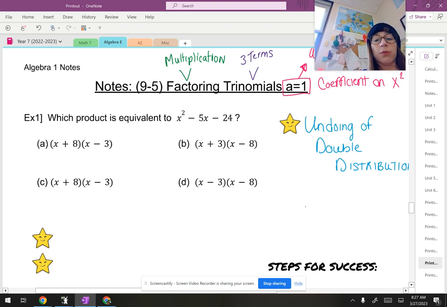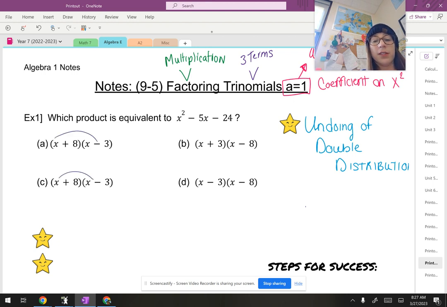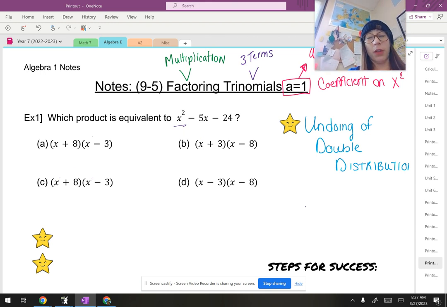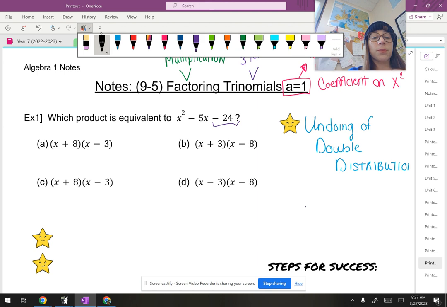So looking here, we know that for every single one of these first choices, when I multiply x times x, I get that x squared. So that's definitely not enough information for me to eliminate any choices. But paying attention that we need to multiply to a negative 24 actually allows me to eliminate two of our choices.